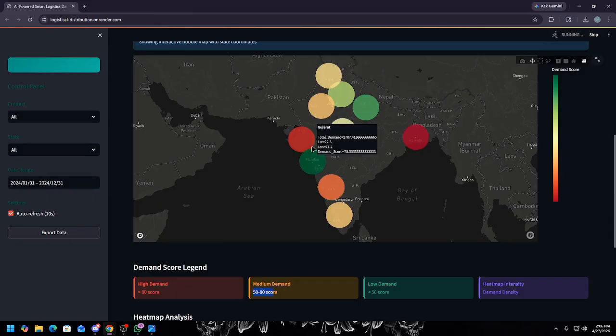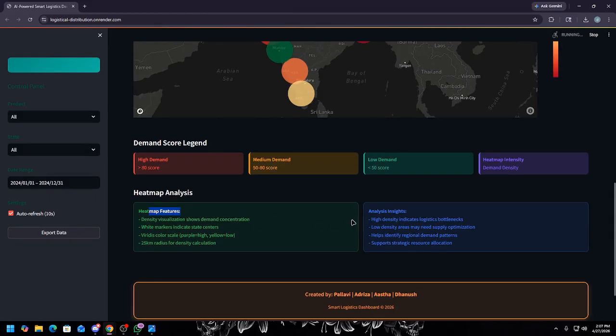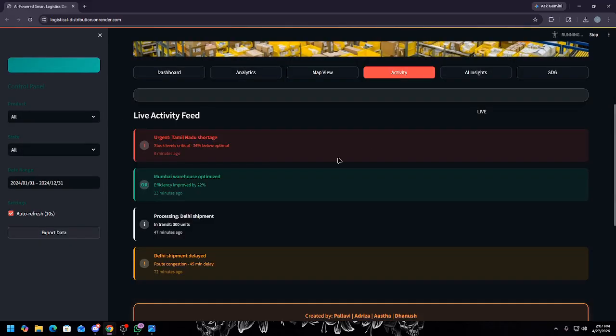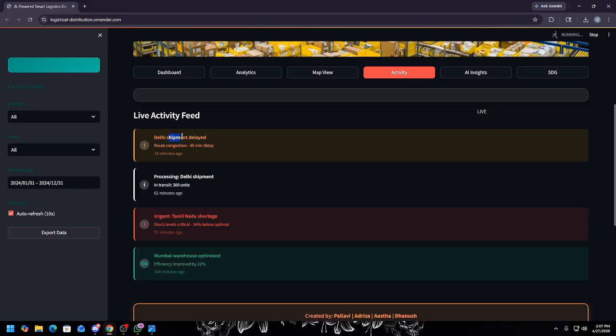You can see each of them highlighted by color coordination, and we have heat map analysis as well for your specific references, and then we have the activity bar. What this one does is it gives you live and fast information because all of these are real time. It will let you know which one is suffering the most. Now you can see, oh there we go, we have an update. Delhi shipment was delayed by 45 minutes because of road condition.